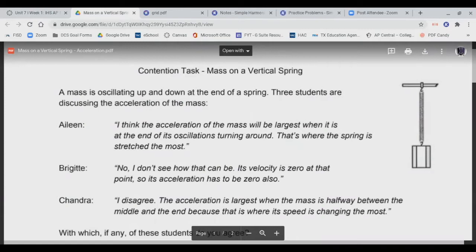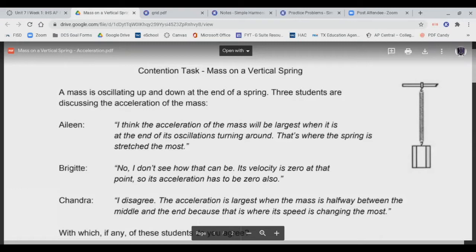So a mass is oscillating up and down. That means it's moving up and down on the spring, okay? Three students are discussing the acceleration of the mass. Eileen says, I think the acceleration of the mass will be largest when it is at the end of the oscillation turning around. That's when the spring is stretched the most.